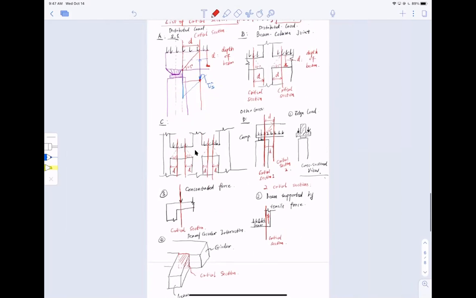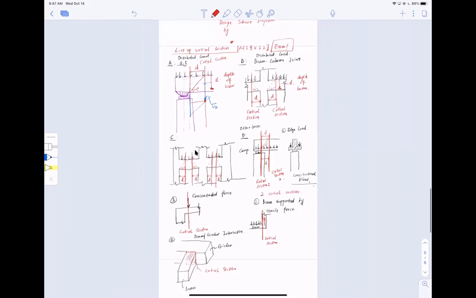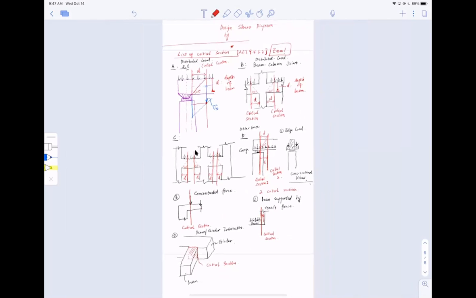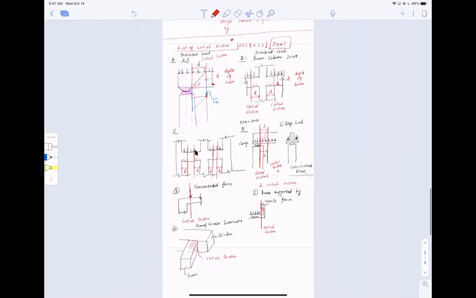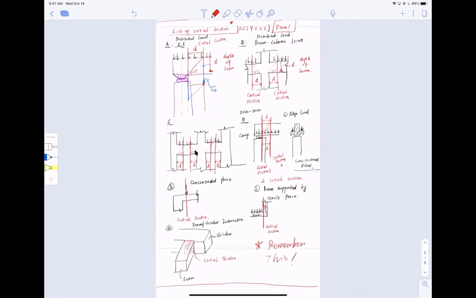And I cannot stress enough, you need to remember this. If you have time before the exam, put it on the cheat sheet. You need this even for your future design. Just know where the critical section is, because you are going to pick the shear force at these critical sections for design. Let me say this again: you're going to pick up the shear force at these critical sections for design.